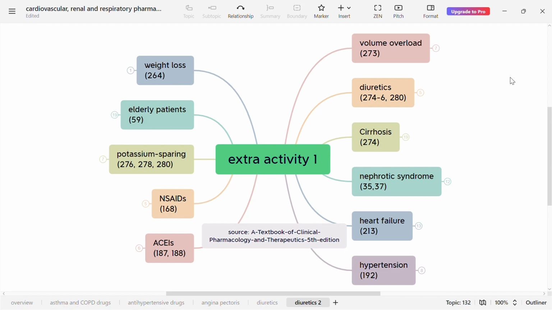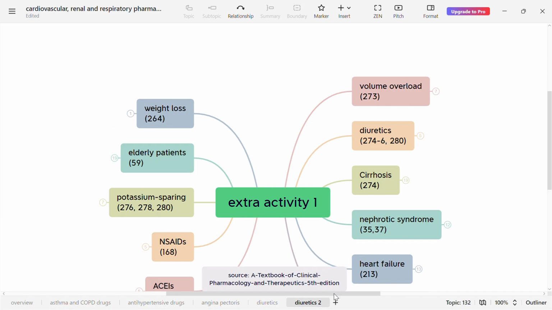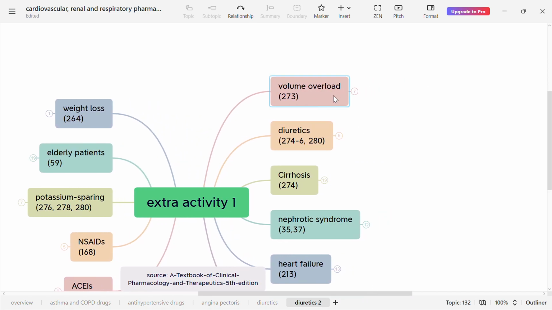Okay, hi. So this is the extract DVD 1, which this information is obtained from the source, a textbook of clinical pharmacology and therapeutics, 5th edition. So what is the topic or the content that we will cover is all of this. And in the bracket is the page of this topic or the content obtained from the source. So let's start with the first one, volume overload.